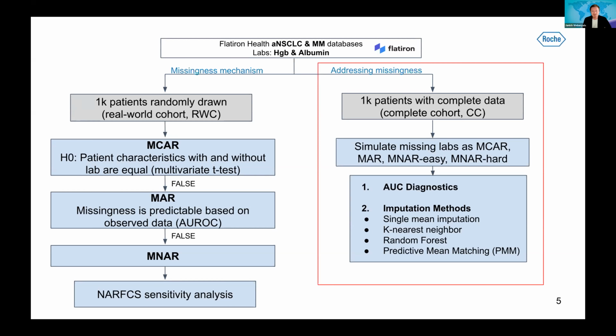And to that end, we simulated different missingness mechanisms, including missingness completely at random, and not at random. Specific for this study is that we distinguished two different possible scenarios for missingness not at random, which we called MNAR-easy and MNAR-hard, where MNAR-easy was defined as the missingness depending on unobserved covariates, but independent of the true lab value, and MNAR-hard, the missingness depending on the true lab value.